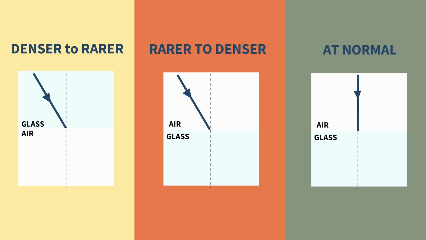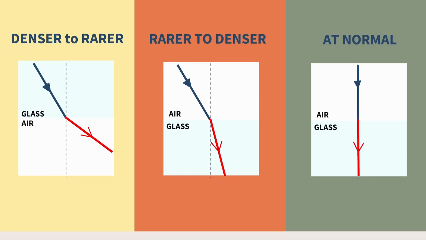In the first case, when the light travels from denser to rarer, then the light will bend away from the normal. In the second case, when the light travels from rarer to denser, the light will bend towards the normal. And in the third case, if it is incident normally, then the light will pass undeviated.